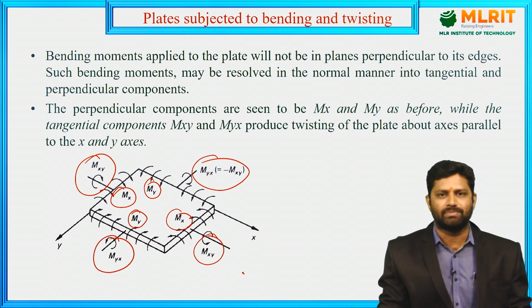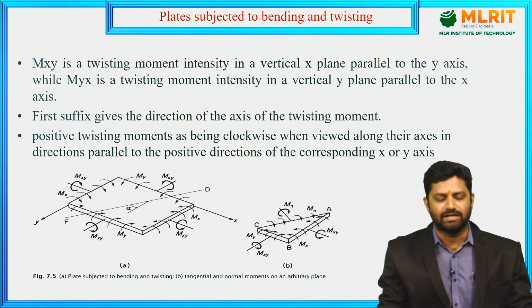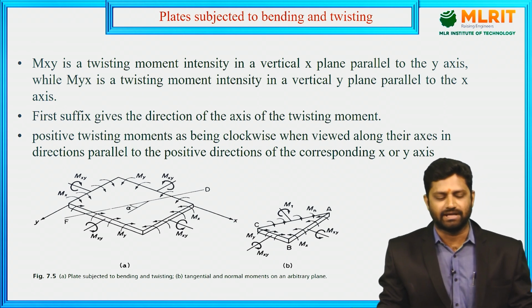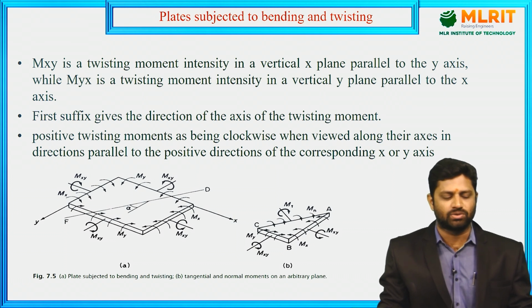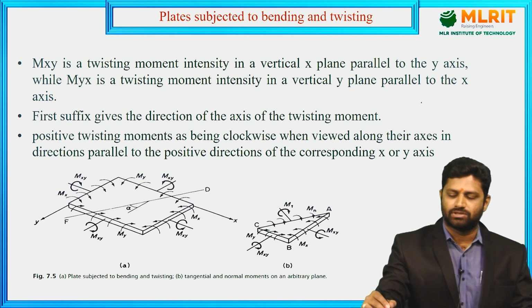So, mxy is basically a twisting moment, so it causes twisting of the plate. Since it is acting on all four edges, the twisting of the plate will occur. Now, mxy is the twisting moment intensity in a vertical x-plane and parallel to the y-axis, while myx is the twisting moment intensity in a vertical y-plane parallel to the x-axis. So, it is very important here, mxy.